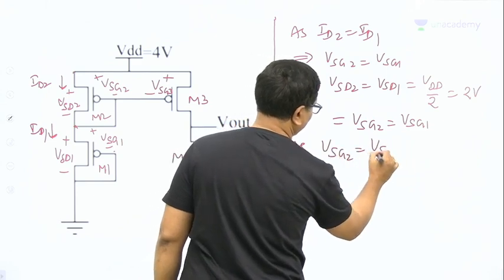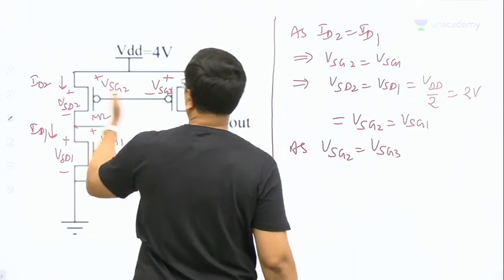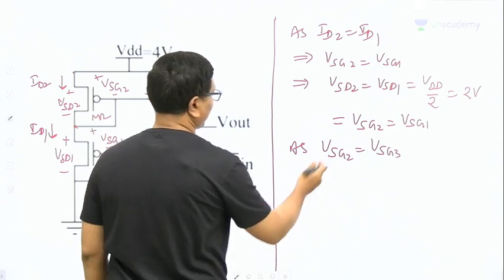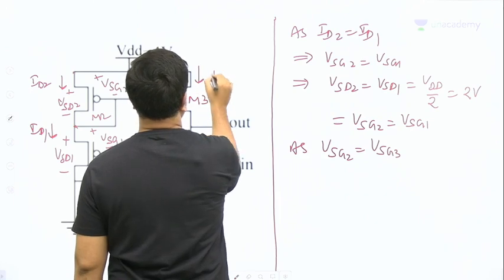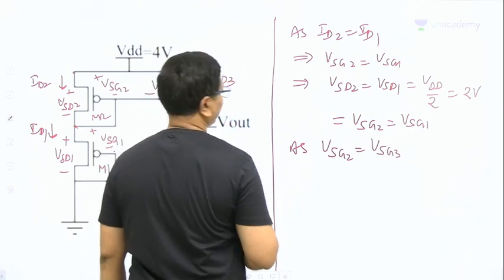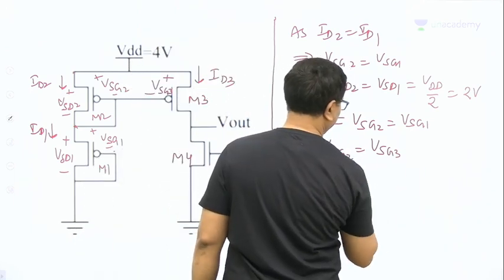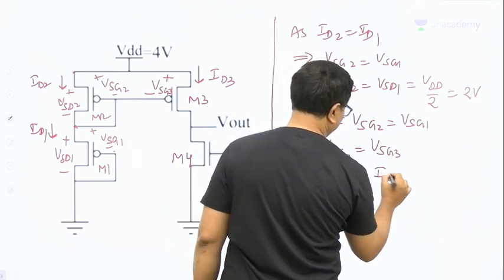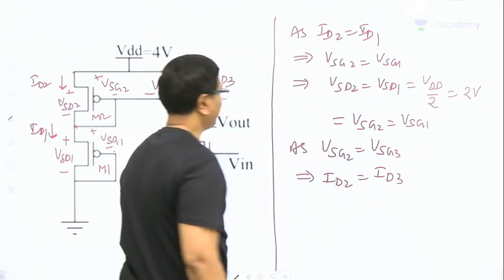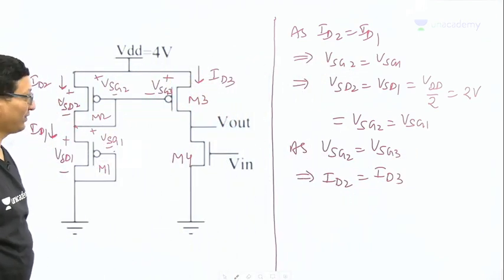VSG2 is equal to VSG3 and identical transistors with same gate to source voltages, their currents also should be same. That means it is ID3. So implies I can write ID2 should be equal to ID3. Both should carry the same currents.